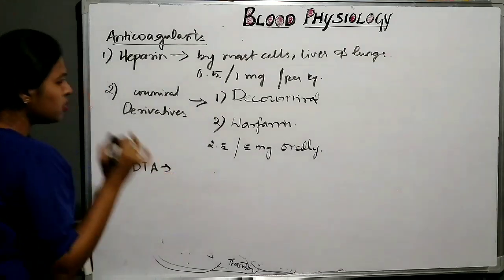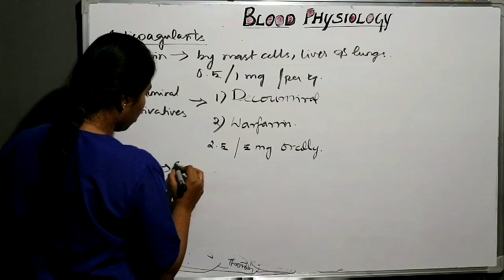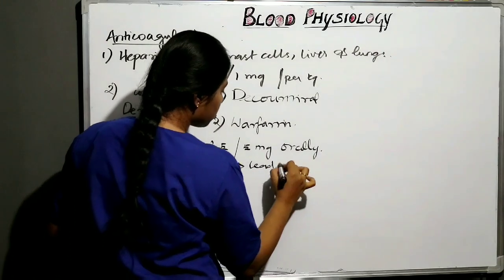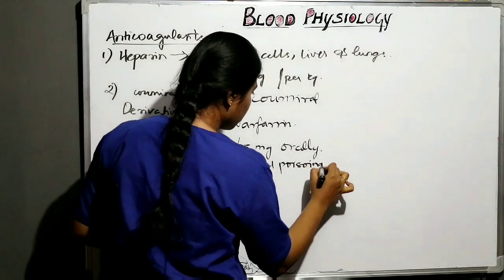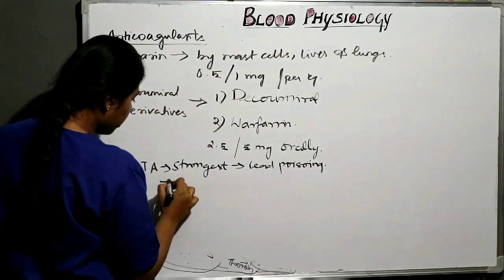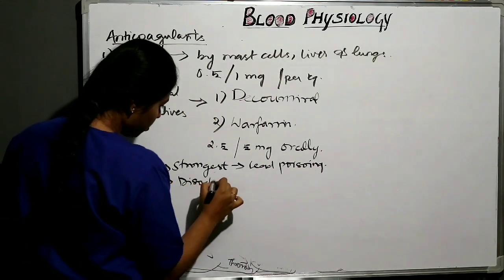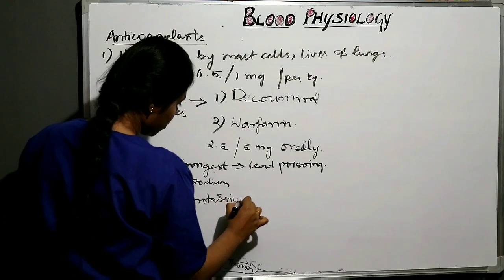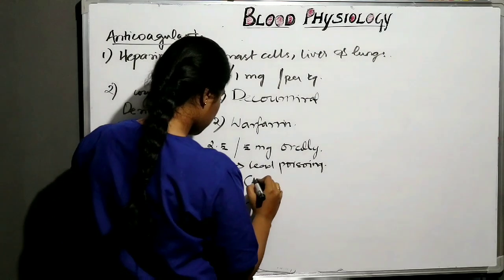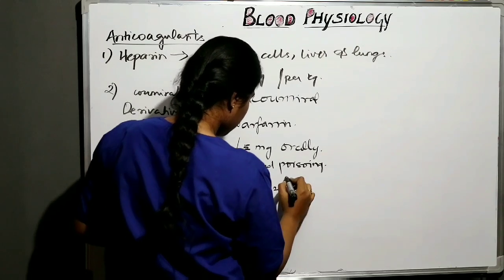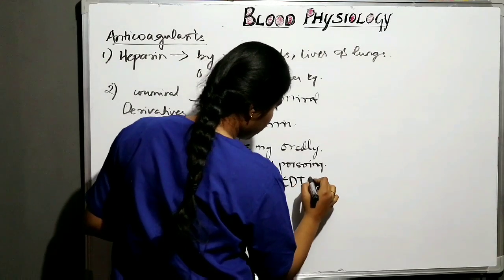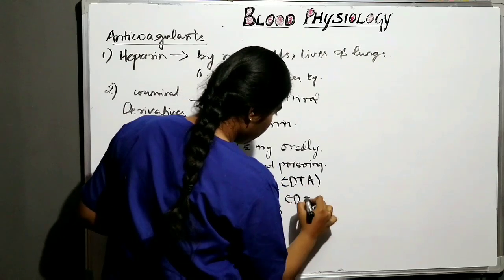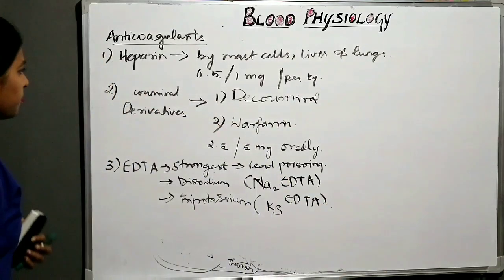Then EDTA. It is the strongest anticoagulant we ever know. This is the strongest. It is used in the lead poisoning. It is available in two salts, disodium and tripotassium. That is disodium ethylene diamine tetraacetic acid. Then tripotassium ethylene diamine tetraacetic acid.